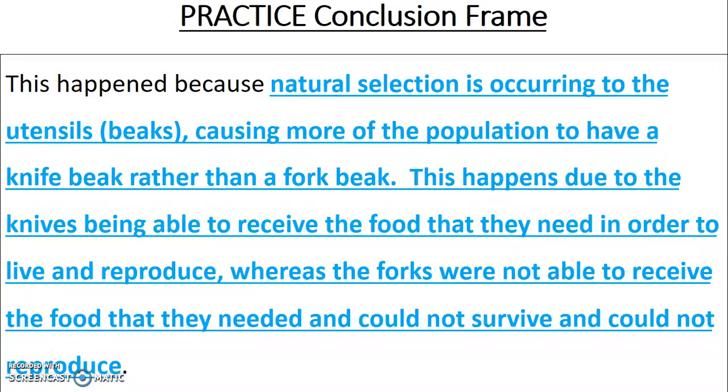Kind of like the peppered moths. Remember the peppered moths? When the Industrial Revolution occurred, the black ones were able to blend in more, and so it looked like natural selection had occurred because there were more black moths. Really what was happening was that natural selection was occurring because the black moths were surviving, because the white moths could be seen, they could be eaten, their population dwindled, it went away.